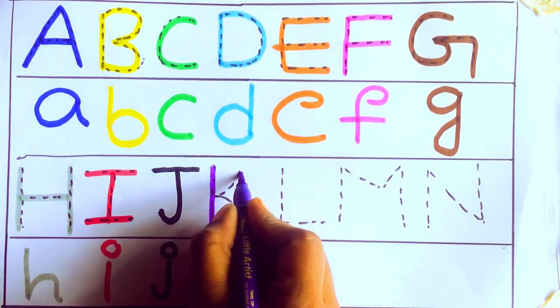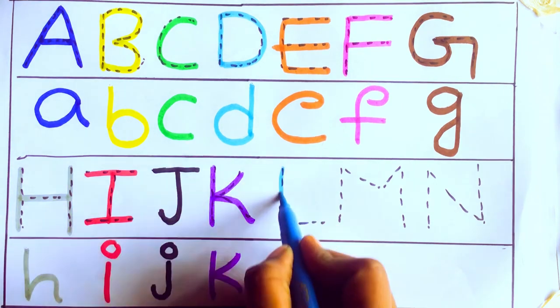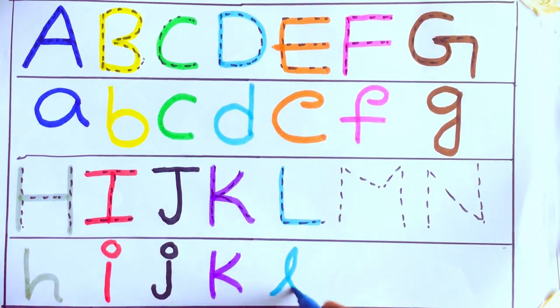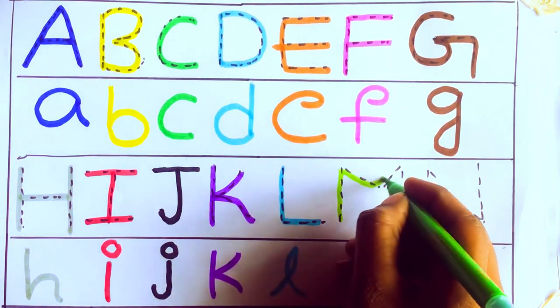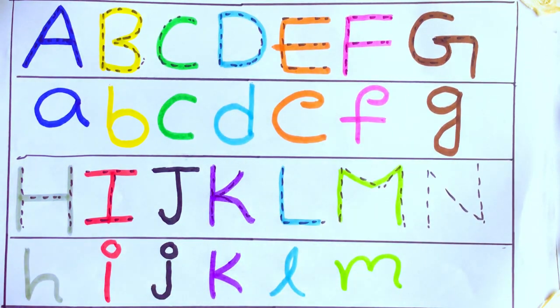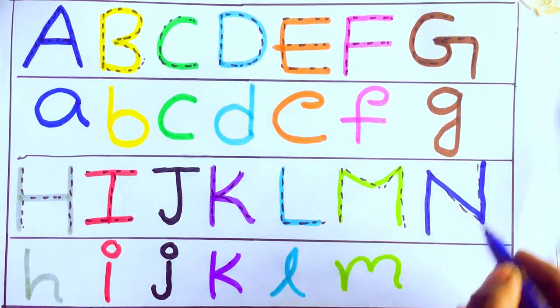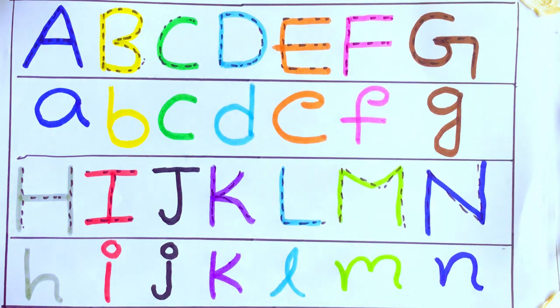Purple color, K for king, K. Sky blue color, L for lion. Light green color, M for monkey, M. Blue color, N for nest, N.